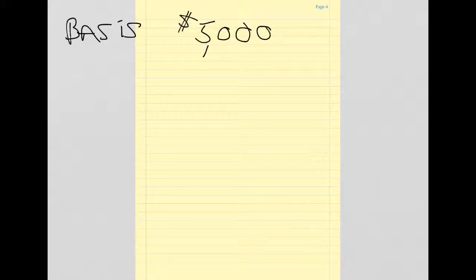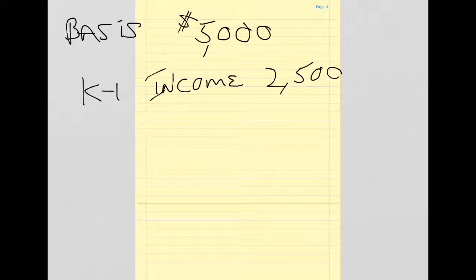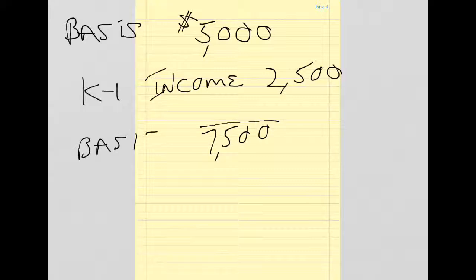New example, just to discuss further this concept of basis. So let's say our basis is $5,000. This is a completely new example to illustrate another principle of S corporations. It's $5,000, and the corporation K1 tells us that we have income of $2,500 from the business. So we add that to the basis because we're going to add income just like we did to the partnerships, LLCs. Our basis will now become $7,500.